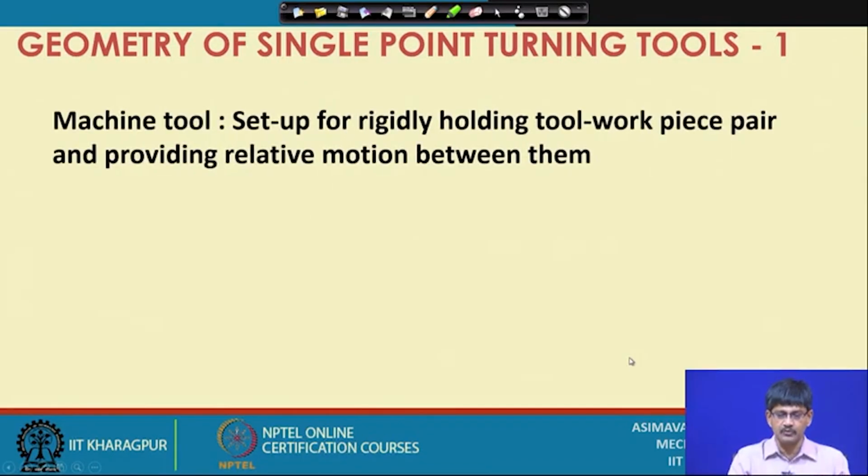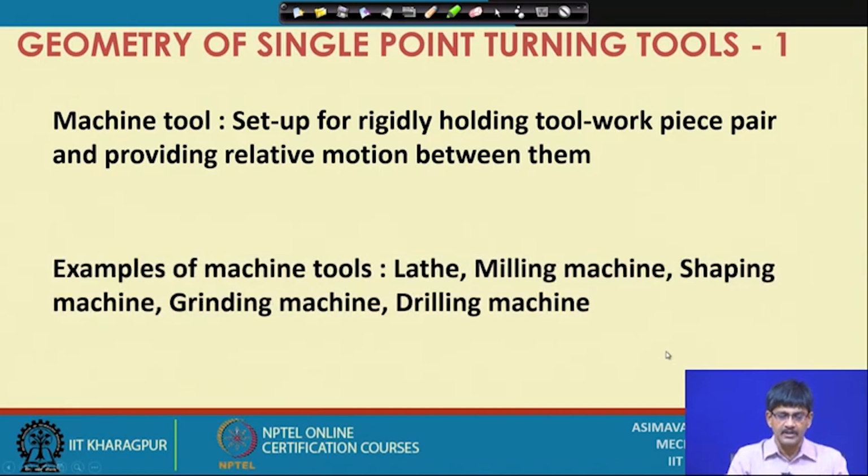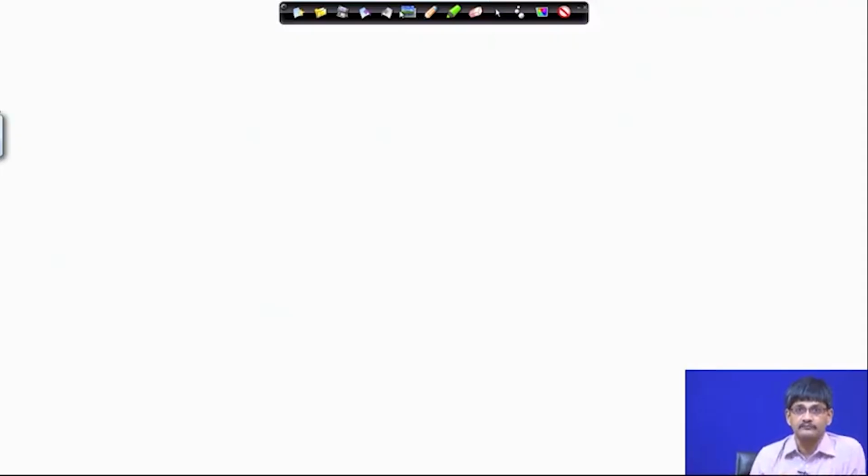The machine tool holds the tool-workpiece pair rigidly and provides relative motion between them. The tool that we saw just now is held on the machine tool. Examples of machine tools are lathe, milling machine, shaping machine, grinding machine, drilling machine. Let us have a quick look at some of these machines. For that, let us select the whiteboard.